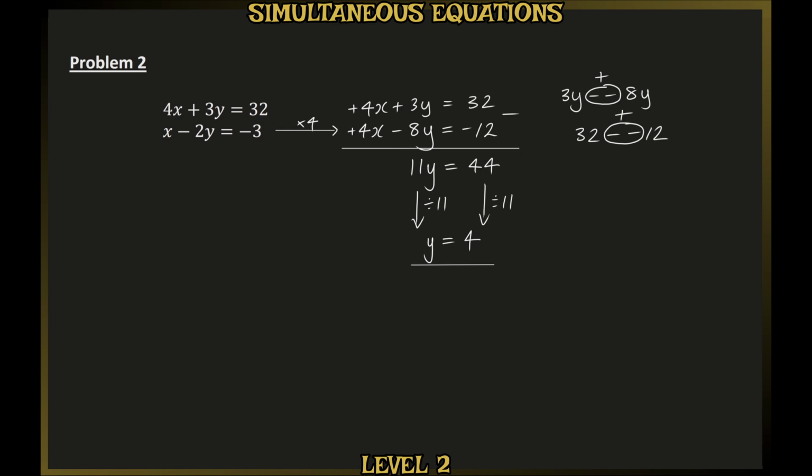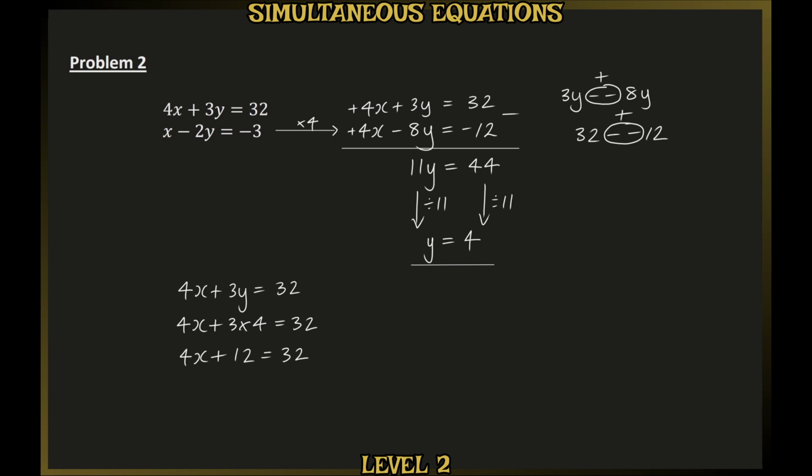To find the value of x, we now need to take this value of y and substitute it into one of the two original equations. Now the one at the top has got a plus in it, and these tend to be a bit easier to use. So I'm going to use the equation 4x plus 3y is equal to 32. Now if we substitute y for 4, this equation becomes 4x plus 3 times 4 is equal to 32. And because 3 times 4 is 12, we've got 4x plus 12 is equal to 32.